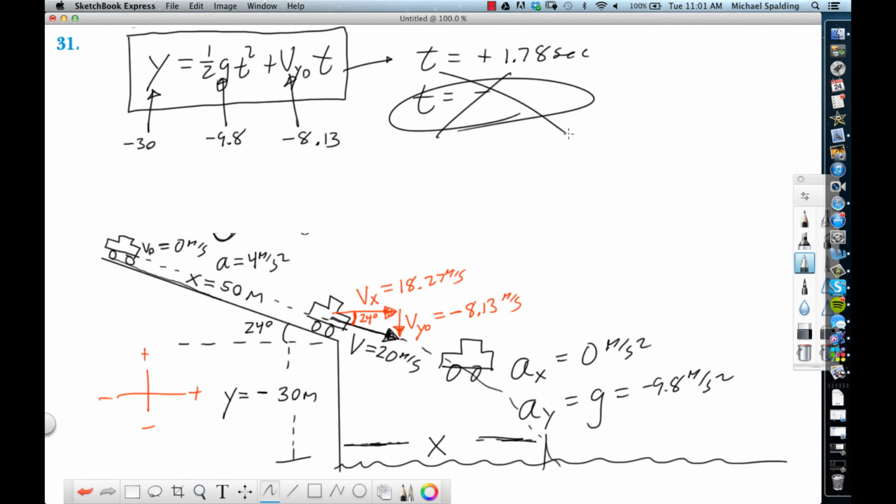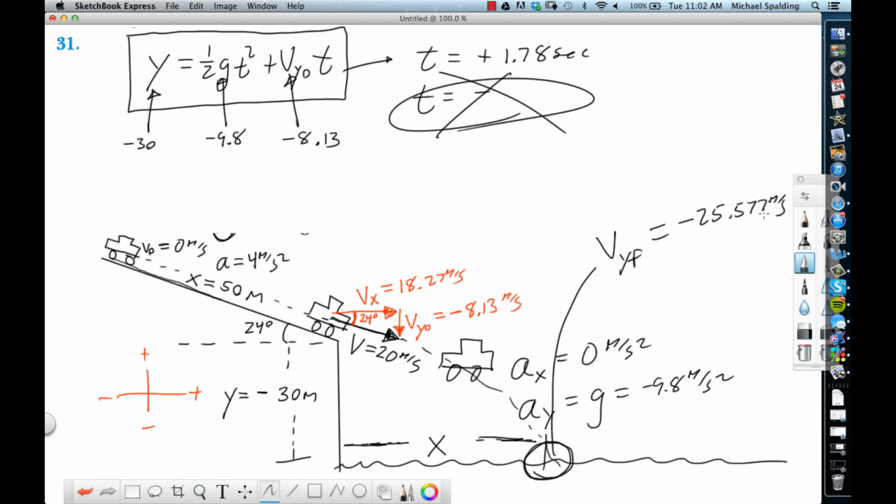Now, what if you want to avoid the quadratic? I'm just going to tell you how, if you're just like, I don't want to do it. Look, here's what you could do. Come down here, you can find Vy final. Like when the car hits the water, what is the Y velocity? You can solve for it using a kinematic, the one that starts with V squared equals V initial squared. Using that kinematic, you're going to get negative 25.577.